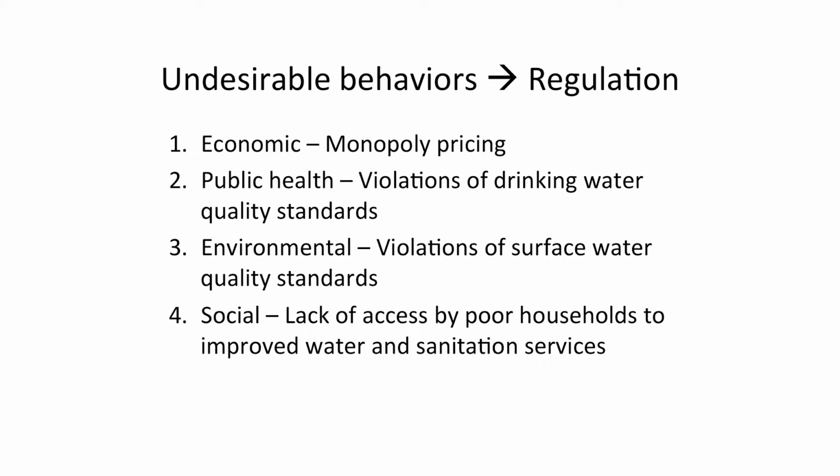Usually we think of regulation as imposing restrictions or rules against undesirable behaviors. There are four main types of undesirable behaviors that often concern water regulators. I find it useful to classify these undesirable behaviors into financial, public health, environmental, and social. From a financial perspective, the water regulator may be assigned the task of preventing a water utility from exercising monopoly pricing. From a public health perspective, the water regulator may be assigned the responsibility of ensuring that a private water utility meets drinking water quality standards.